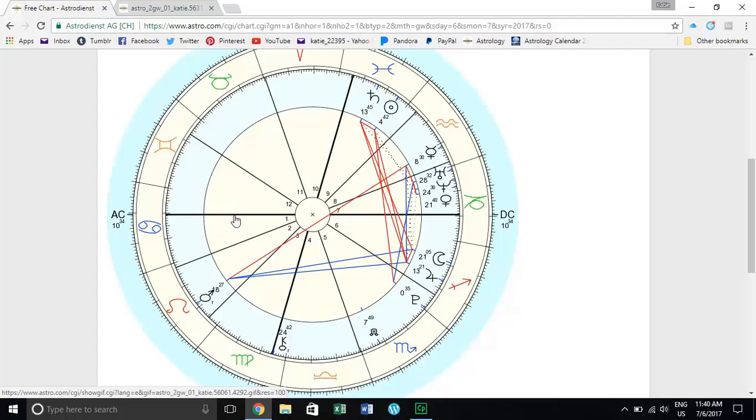But so to break down the other houses, you start with the 1st house line here, and you go counterclockwise. So from here we go down to this line.